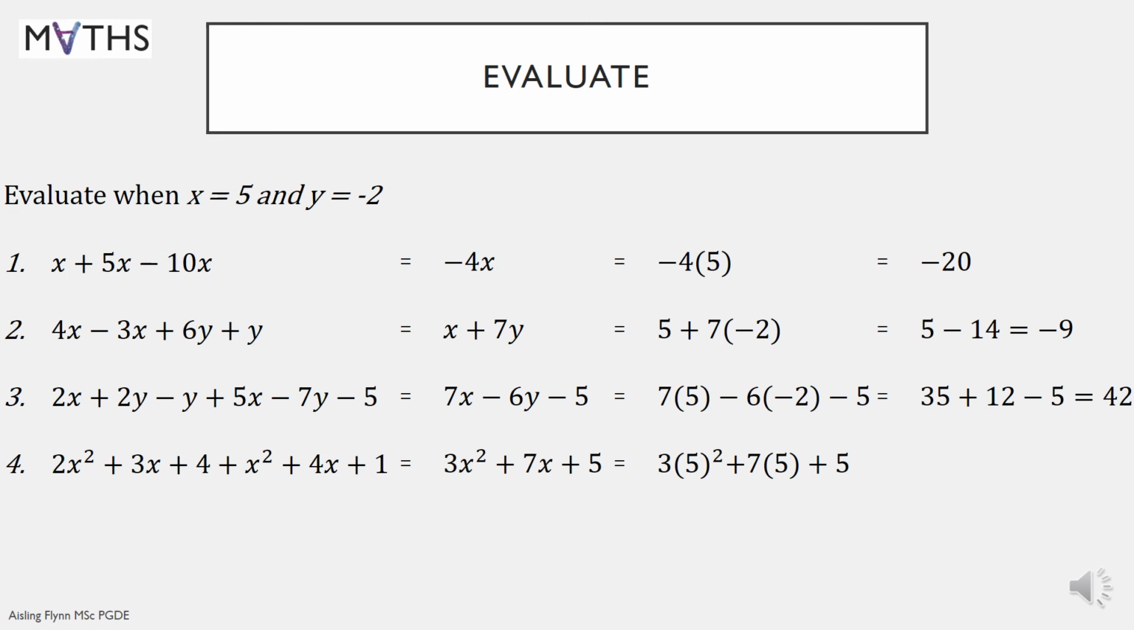Now we call your BIMDAS. I is for indices. That refers to the power of 2. We have to do that bit first. So 5 to the power of 2, 5 squared is 25. Then we can multiply 7 times 5 is 35 plus 5. Multiplying 3 25s is 75. And then adding all the pieces together, we get 115.